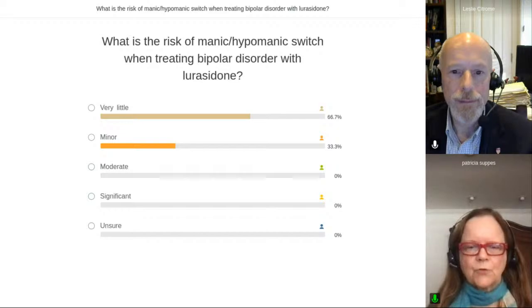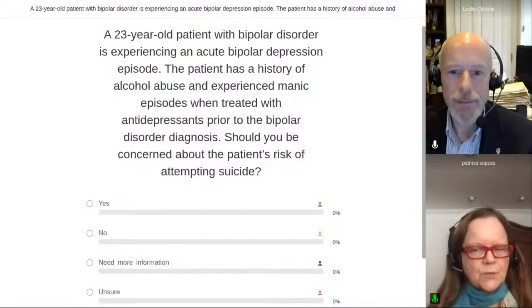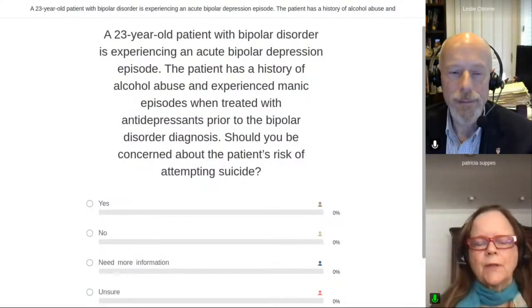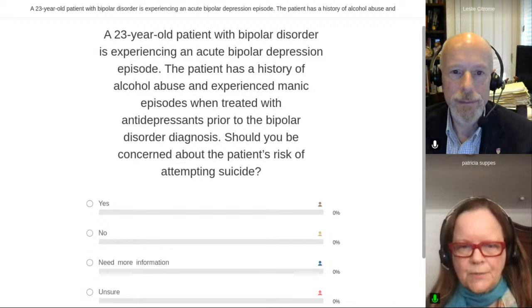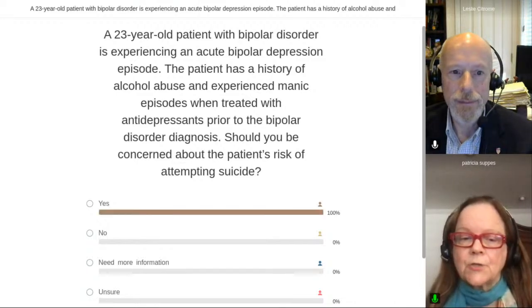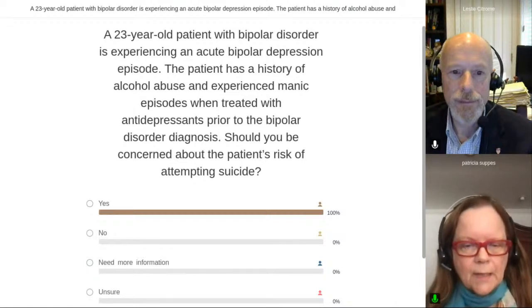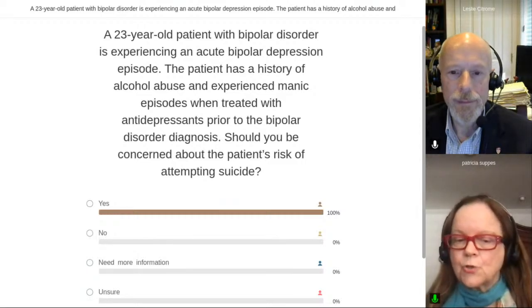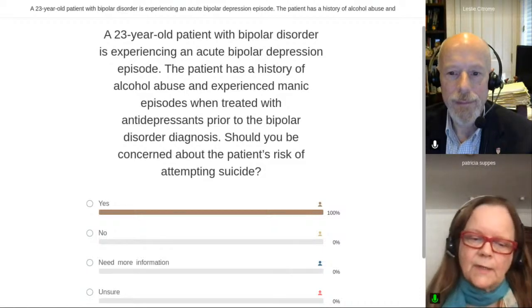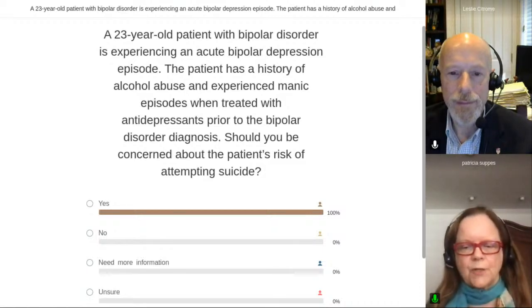Is the next one maybe the last one? Yes. A 23-year-old patient with bipolar disorder is experiencing an acute bipolar depression episode. The patient has a history of alcohol abuse and experienced manic episodes when treated with antidepressants prior to the bipolar disorder diagnosis. Should you be concerned about the patient's risk of attempting suicide? Yes, no, more information, and unsure.